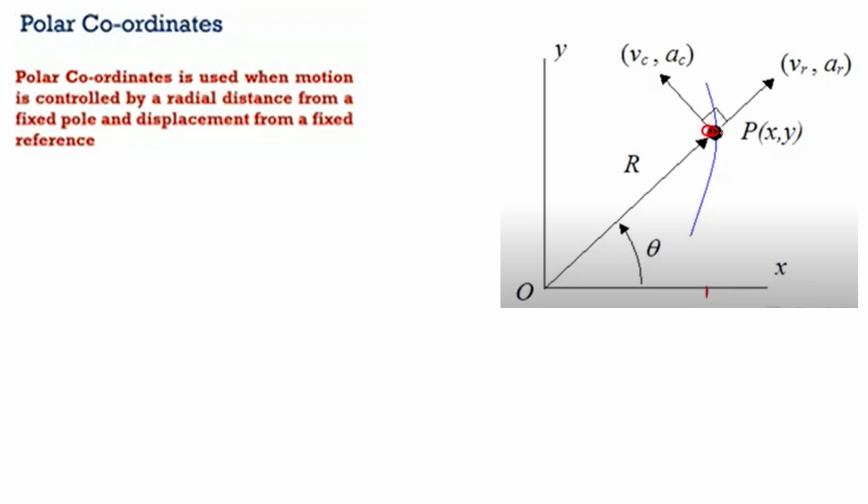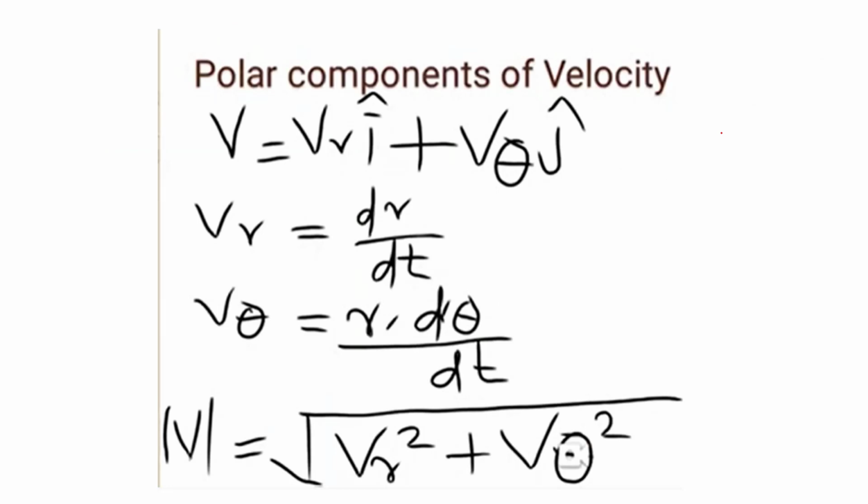Now, how will you represent velocity with the help of polar coordinates? V can be written as Vr into I plus V theta into J. Vr is one component and V theta is another component. That is with respect to the reference axis and this one is with respect to the fixed pole. What is Vr? Vr will be equal to dr by dt, where r is the position of the particle. So, you differentiate the position of the particle with respect to time, that will give you the velocity.